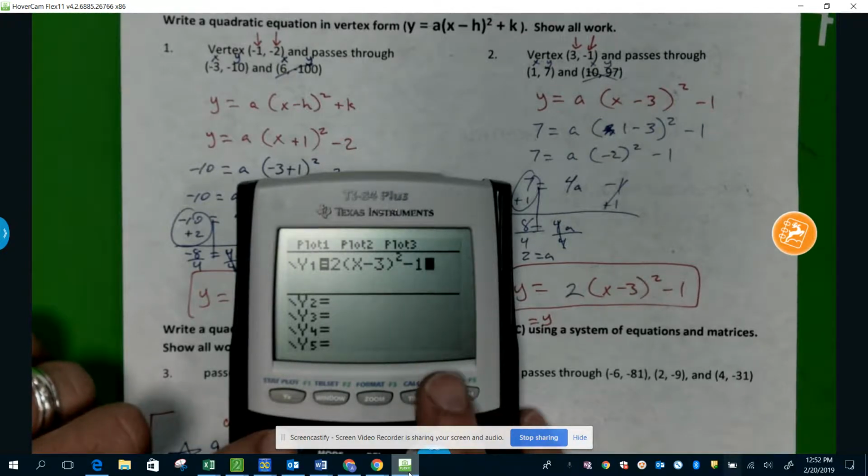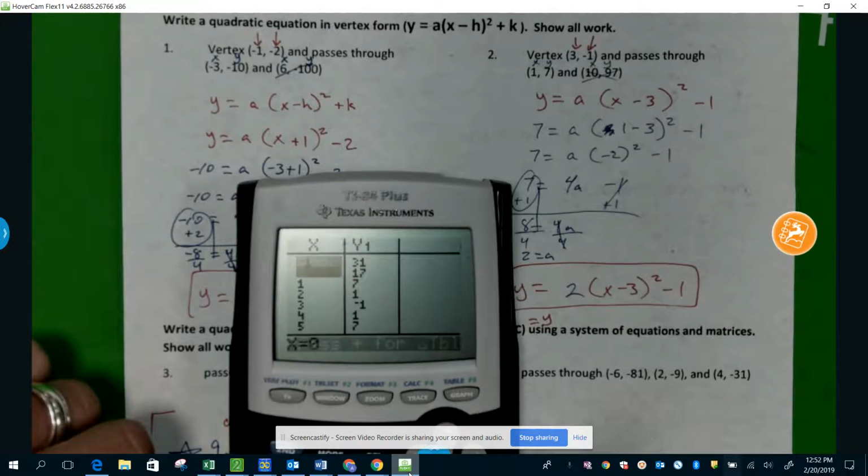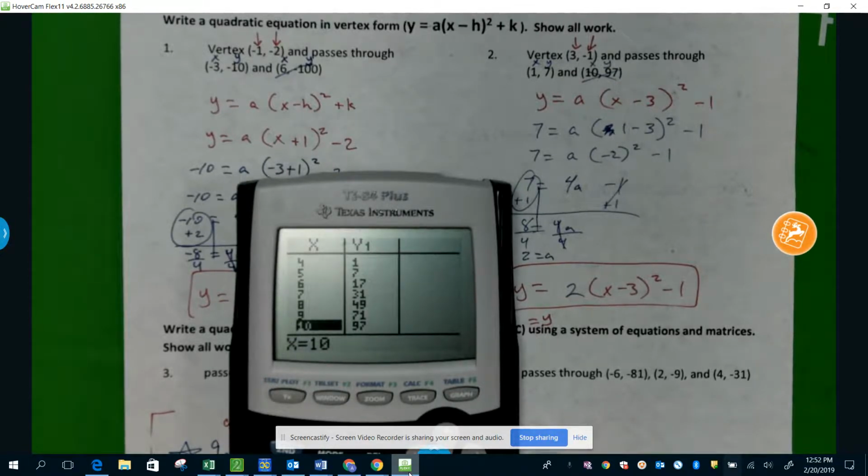Go second graph. That takes you to your table, and you should make sure that these coordinates are on your table. Okay, we've got 3, negative 1. We've got 1, 7, and we should have 10, 97. Yep. So, okay, so we can make sure that they are all there.